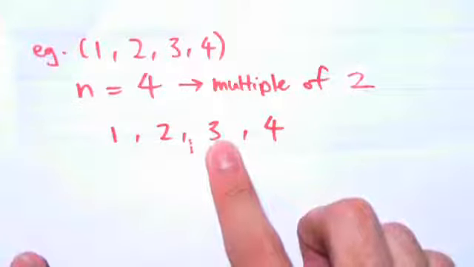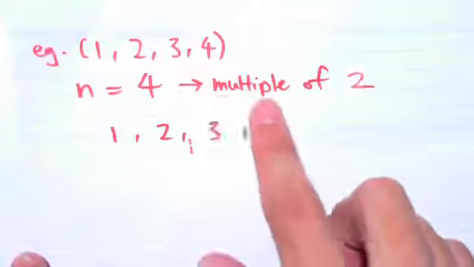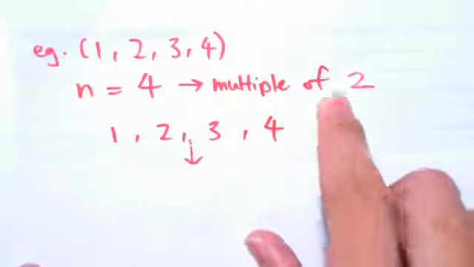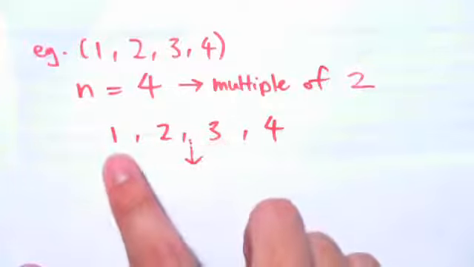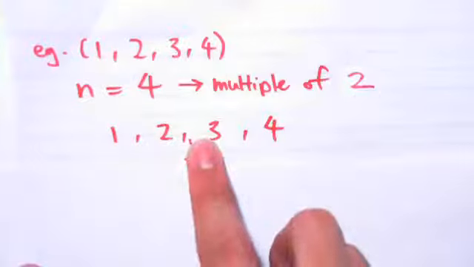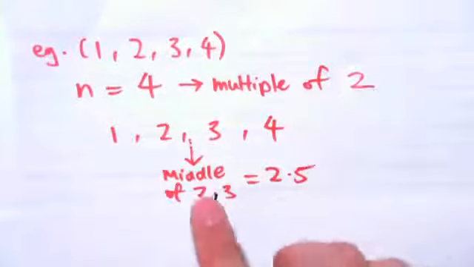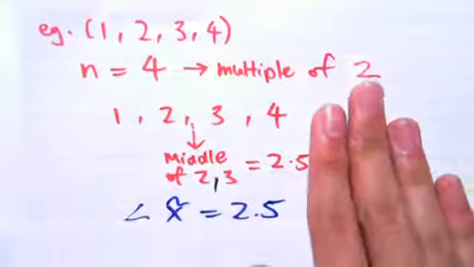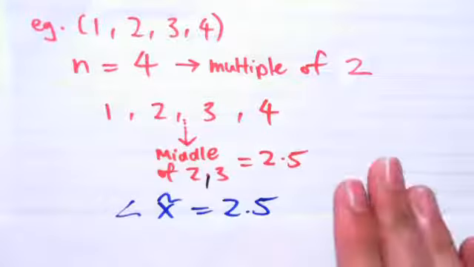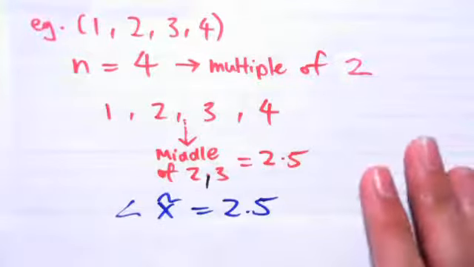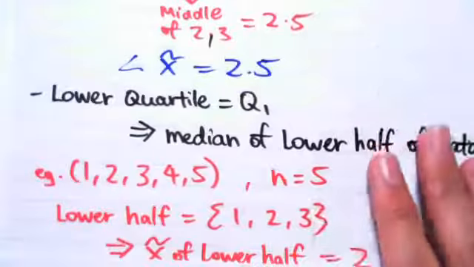So what we do here is that for sample sets that have a multiple of 2 as their sample size, we take the middle 2 numbers. In this sample set, 2 and 3 are the middle 2 numbers, and we take an average of 2 and 3, which in our case is going to be 2.5. And so we can conclude that the median of this set is 2.5.